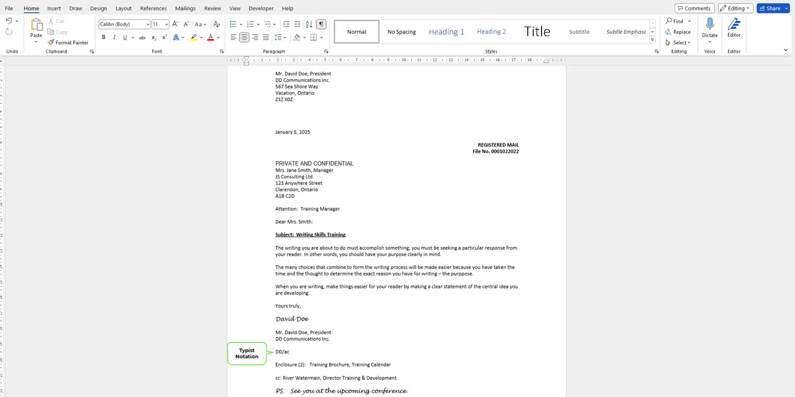Next, we have the typist notation. This indicates the author and typist of the letter. The author's initials are in capital letters and typist initials are in small letters. This goes one line below the signature block.